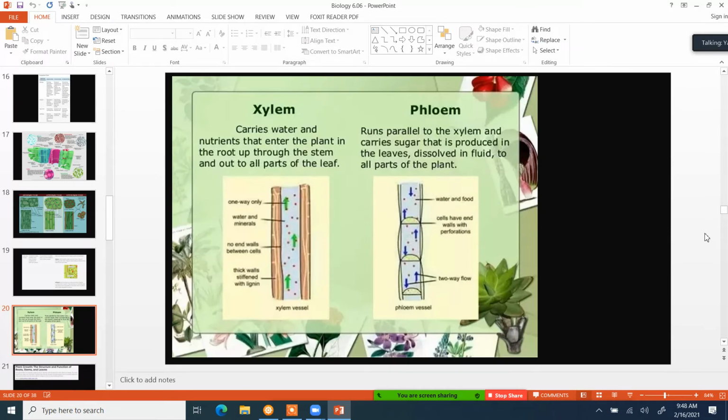And this picture here is just showing kind of the same thing. You have xylem and phloem, right? So you see xylem transports things only up. You see the arrows pointing only up? But phloem can go up and down, up and down.